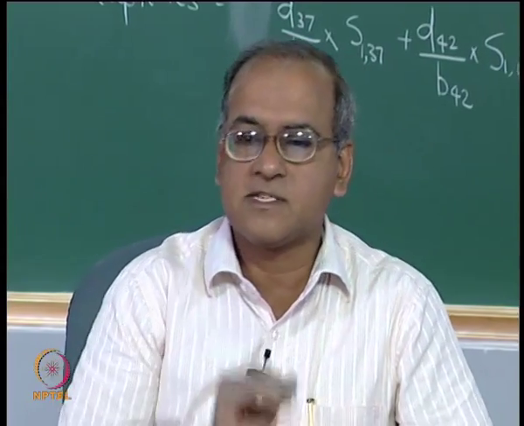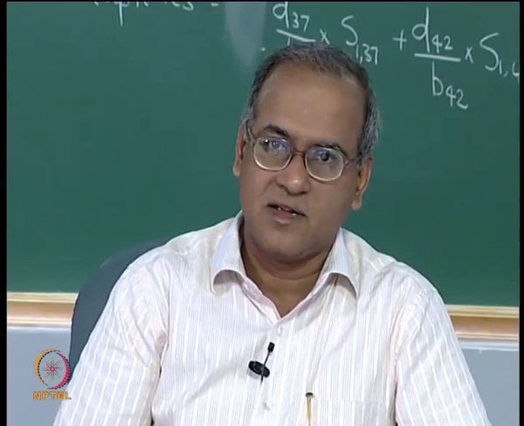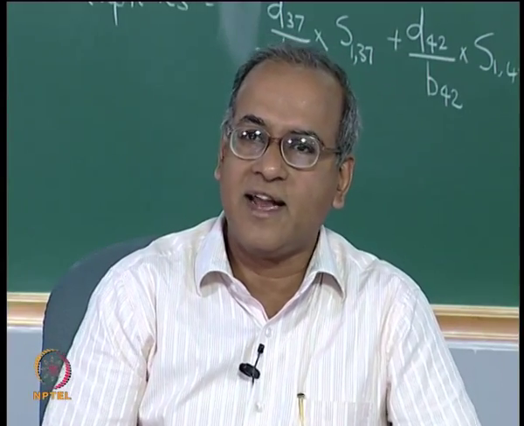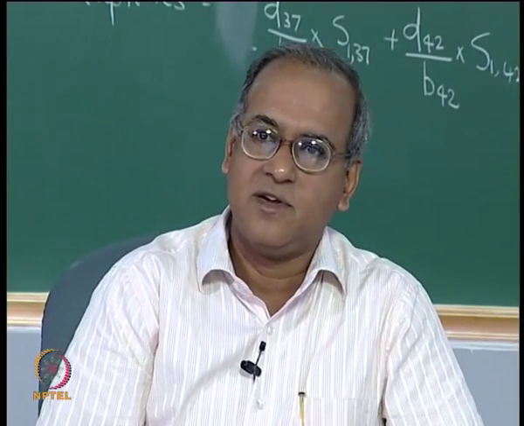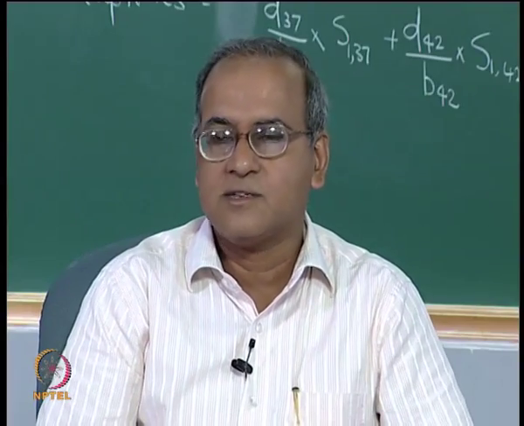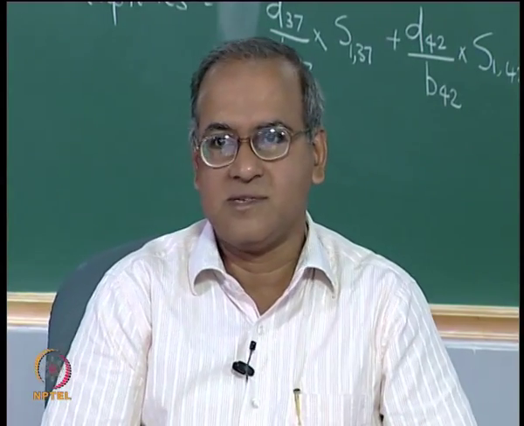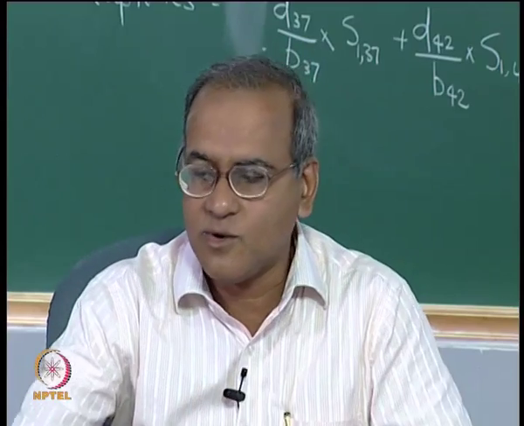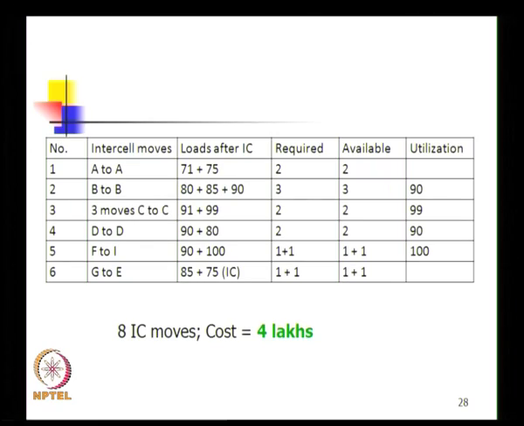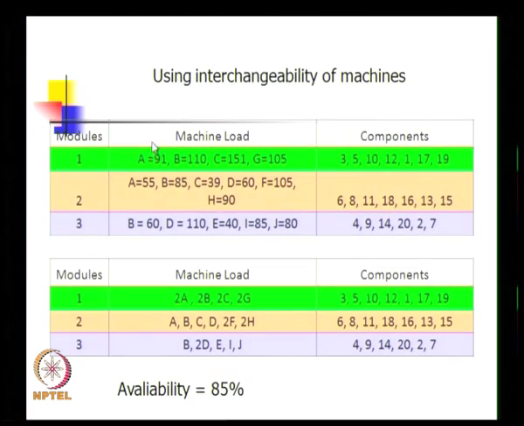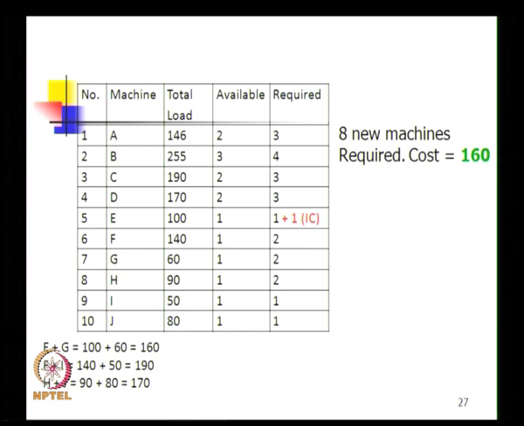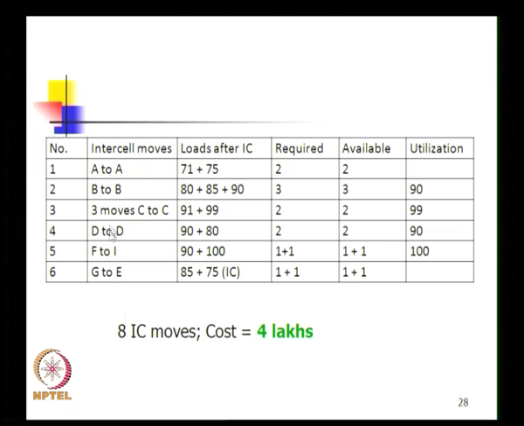For example, if we start doing something like this, where we are going to create a lot of intercell moves to balance the capacity, so that we do not add new machines, then the solution would look like this. As I said, from A to A, which means from this A to this A, you can have one intercell move, so that this load becomes less than 85%. So, if you do that, then this will become 71 plus 75, required is 2, available is 2.